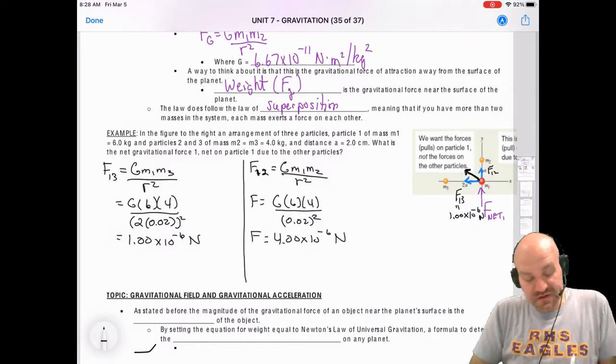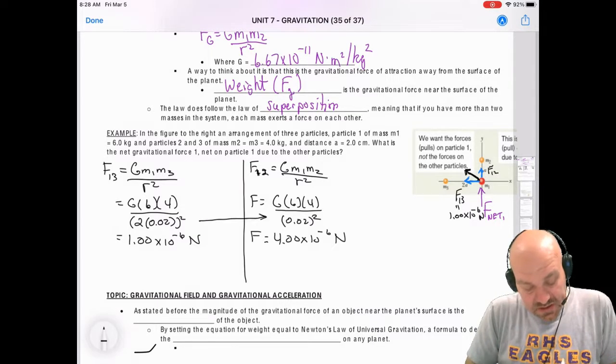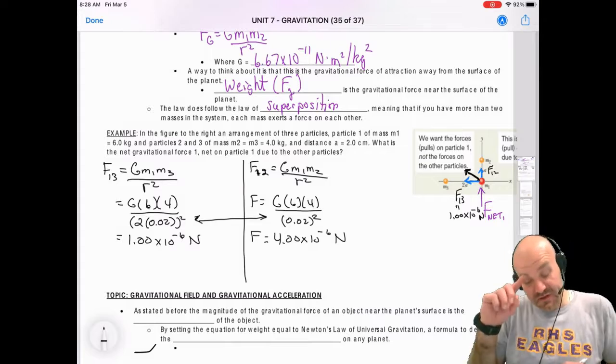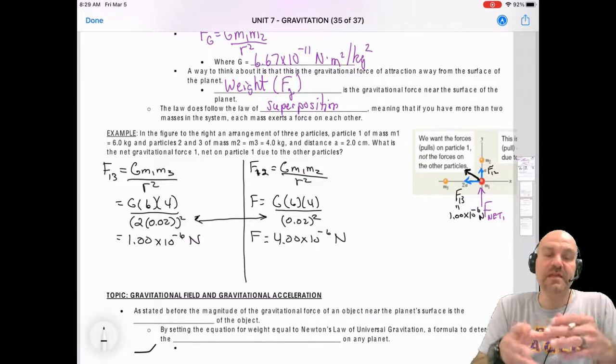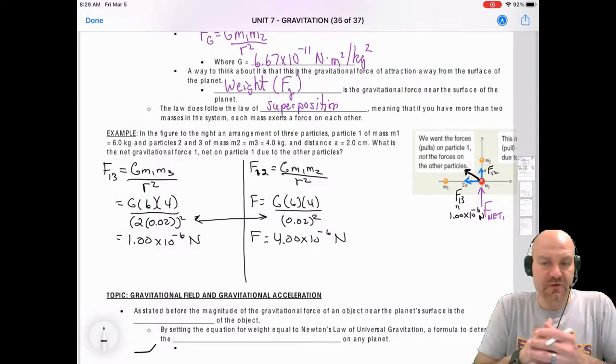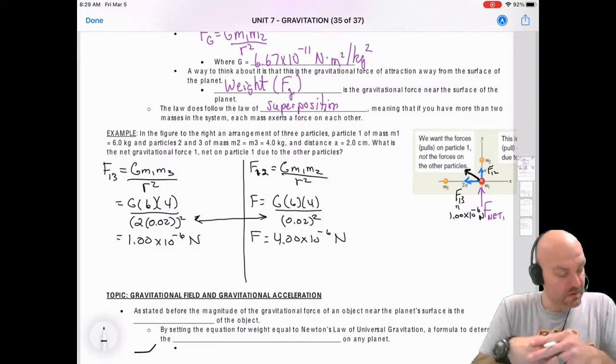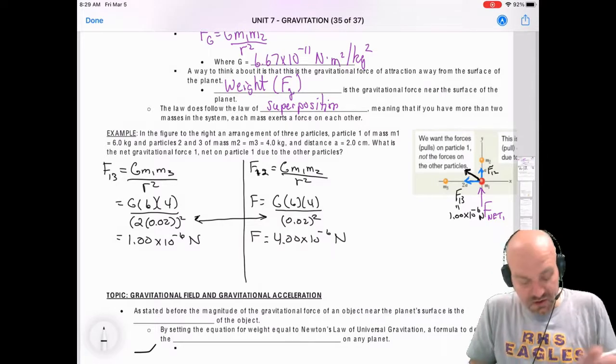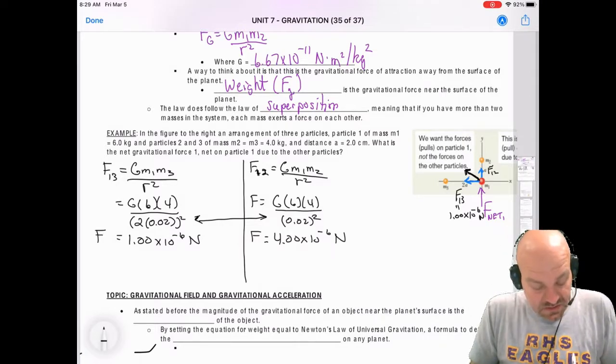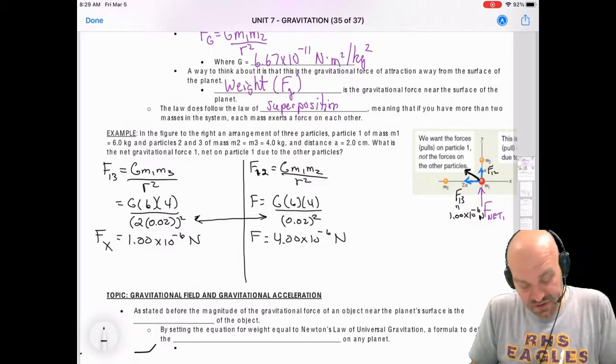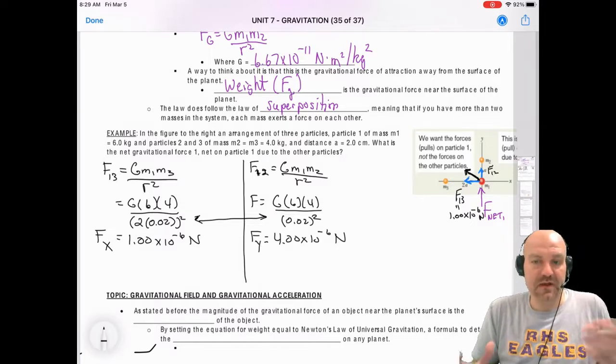Now, if you look at this, the reason why F1 on 2 is greater than F1 on 3 is because it's closer to object 1, okay? Now, how do I find the net force? Well, this is acting in the x direction. This one's acting in the y direction. How do I combine them?